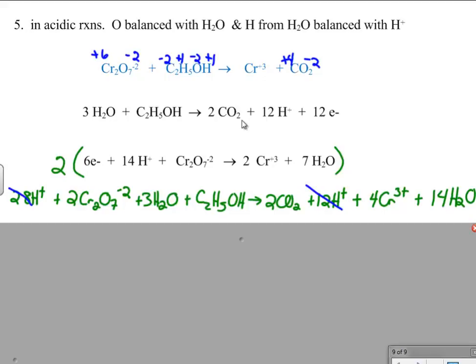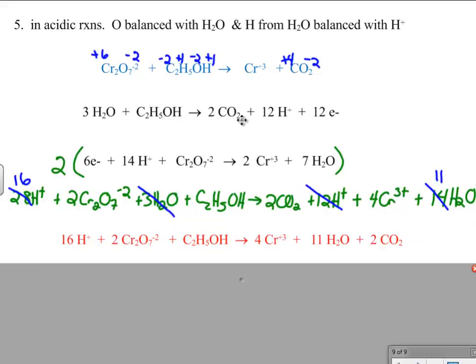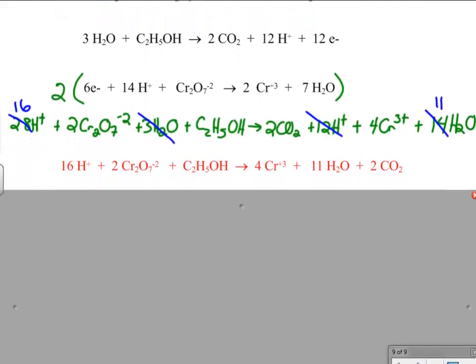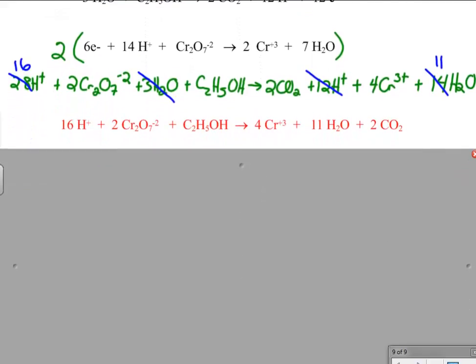If I cancel out my 12 hydrogens on the right, that reduces my hydrogens on the left to 16. If I cancel out the 3 waters on the left, that reduces my waters on the right to 11. Then I'm left with 16 hydrogen ions, 2 dichromates, ethanol goes to 4 chromium ions, 11 waters, and 2 carbon dioxides. So now everything's balanced, charges are balanced, atoms are balanced.